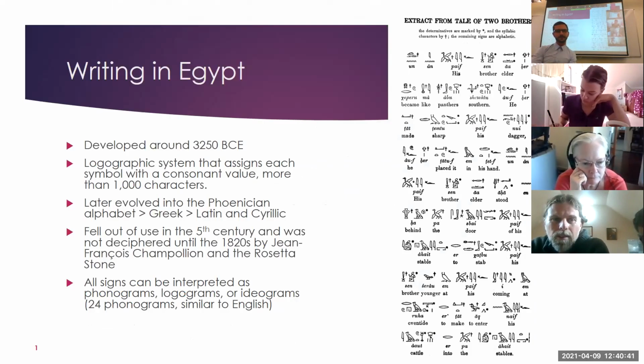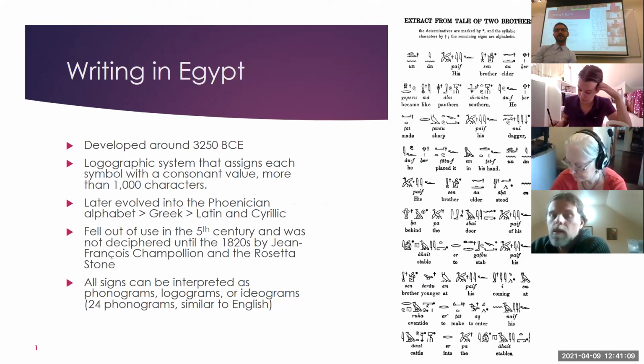So then writing in Egypt, this is probably the case that everyone is most familiar with. It developed around 3250 BCE, and it is a logographic system, but it assigns each symbol a consonant value, and it has more than 1,000 characters. It later evolved into Phoenician and Greek and Latin and Cyrillic. And it fell out of use in the 5th century.